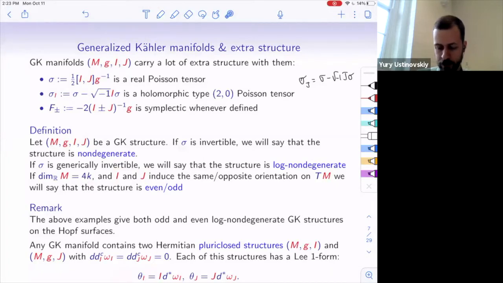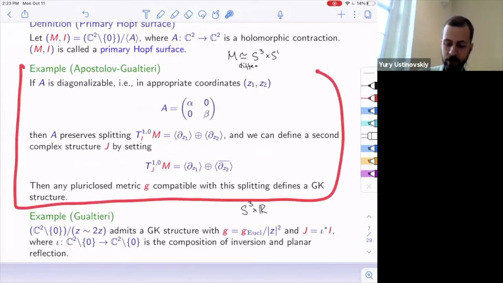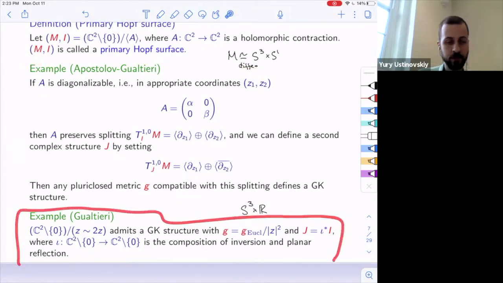So for instance, in the example above with Hopf surfaces, these are odd generalized Kähler structures. So here the orientation defined by I and J is different. And this is an even generalized Kähler structure.